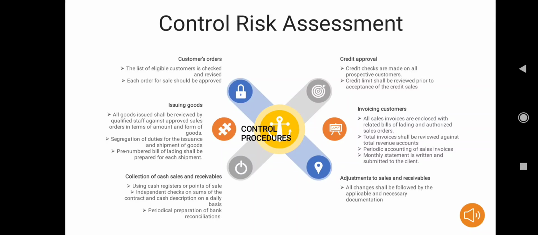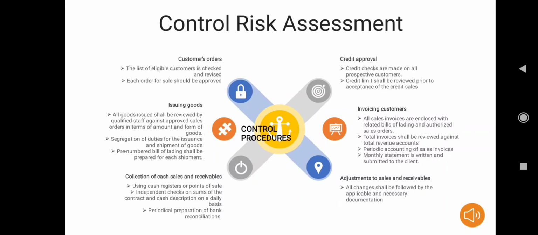Okay, the next one is issuing goods. All goods issued shall be reviewed by qualified staff against approved sales orders in terms of amount and form of goods. Pre-numbered bills of lading shall be prepared for each shipment. Okay, next, control procedure for invoicing customers. All sales invoices are enclosed with related bills of lading and authorized sales orders. Total invoices shall be reviewed against the total revenue account. Periodic accounting of sales invoices and a monthly statement are prepared and submitted to the client.